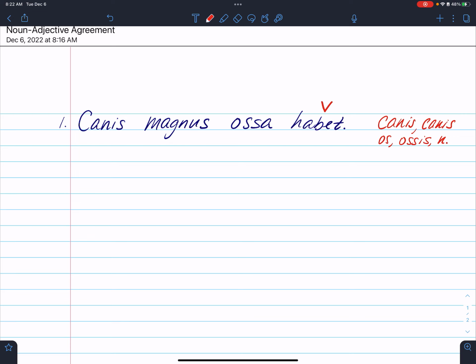Okay. So here's the question. We've got canis and we've got ossa, both of which are nouns. What is magnus? It's an adjective. So what we need to decide is, what is magnus going with? Is it going with canis or ossa? The endings are not going to help us out here. So how do I decide? Do we have to read the context? There is no context. It's just this one sentence. But there is a way to tell.